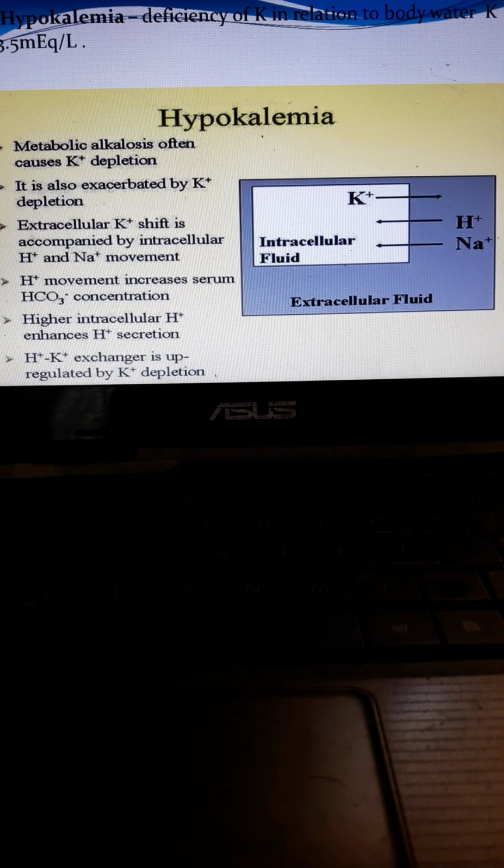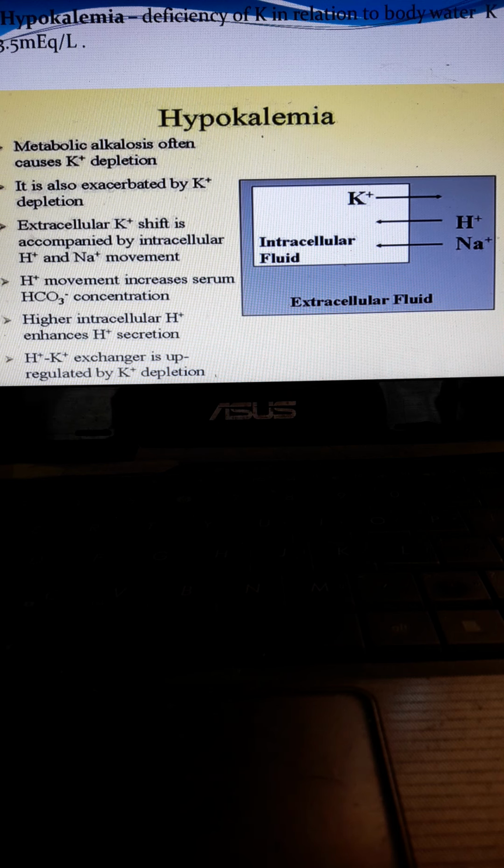So when an abnormal amount of hydrogen or sodium ion enters the cytoplasm, then more potassium ion will leave the intracellular part of the RBC or the cell. So it will lead to hypokalemia already.